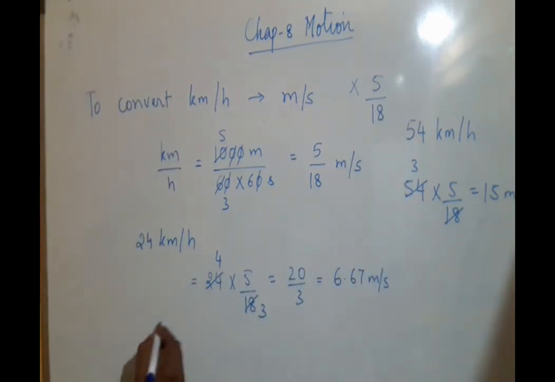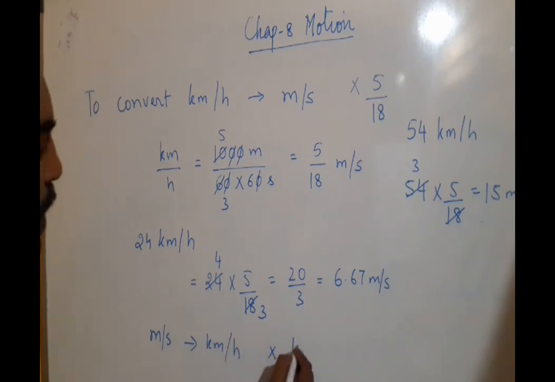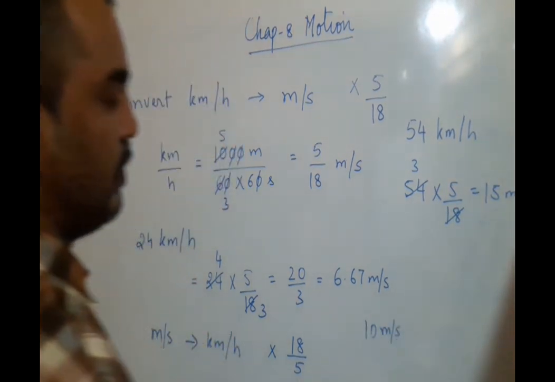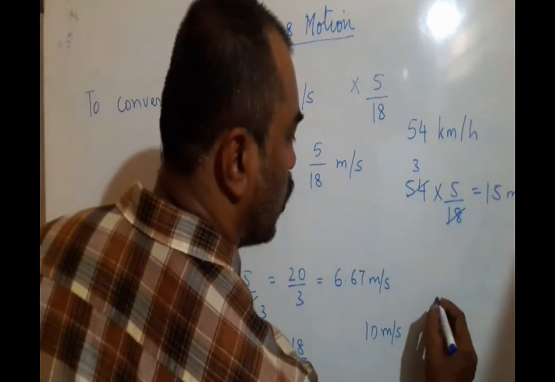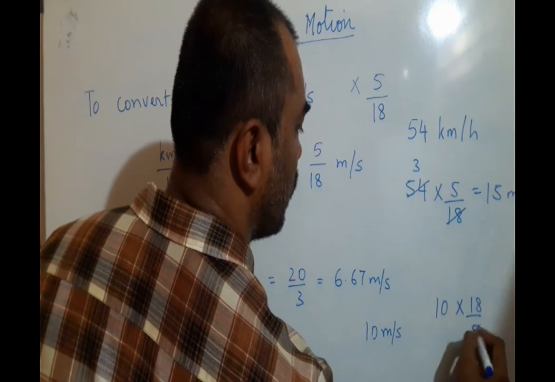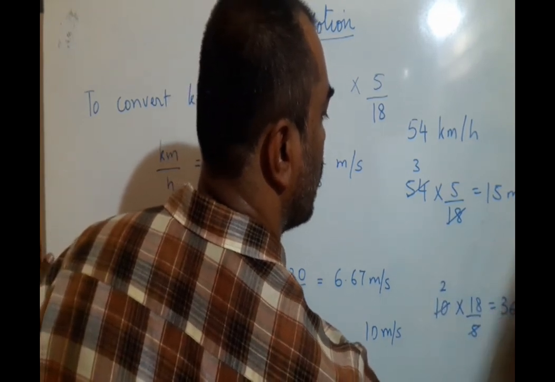Simply, to convert meter per second to kilometer per hour, we will multiply with 18 upon 5. So an example: suppose the speed is 10 meter per second. How do we convert into kilometer per hour? 10 into 18 by 5. 5 ones are 5, 5 twos are 10, so 36 kilometer per hour.